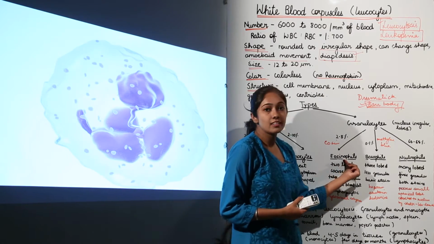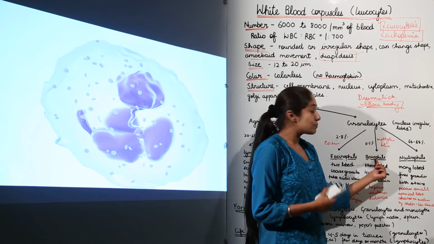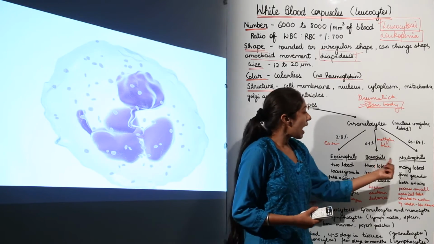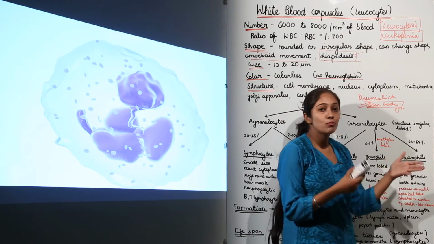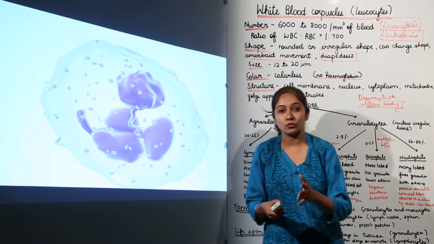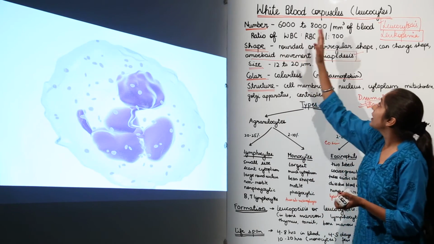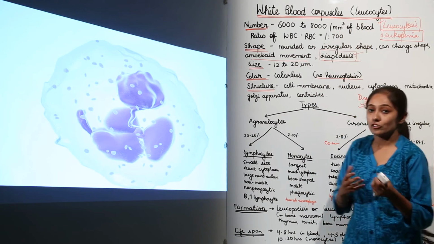And they are stained accordingly. Eosinophils, acidic stain, that is eosin; basophils, basic stain, that is methylene blue; and neutrophils, they are neutral, they can be stained by both the dyes, acidic also and basic also. So I hope that white blood corpuscles, leukocytes, are now clear to you.